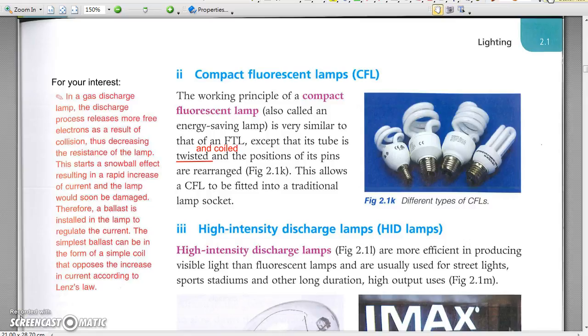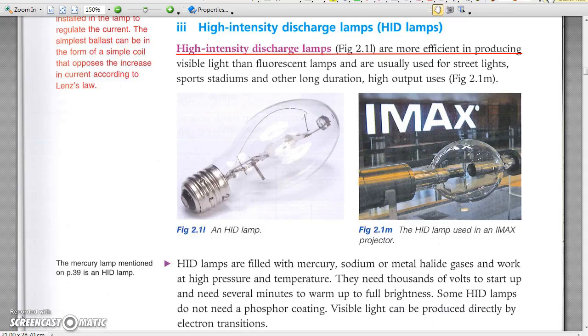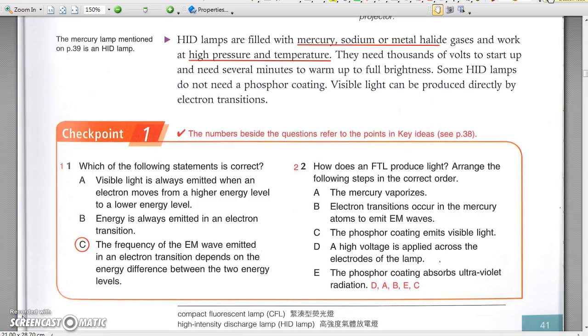3. High-intensity discharge lamps, HID lamps. HID lamps are more efficient in producing visible light than FTLs. They are usually used for high-output applications. HID lamps are filled with mercury, sodium, and metal halide gases. They work at higher voltage than ordinary FTLs or CFLs. Do check point 1 below.